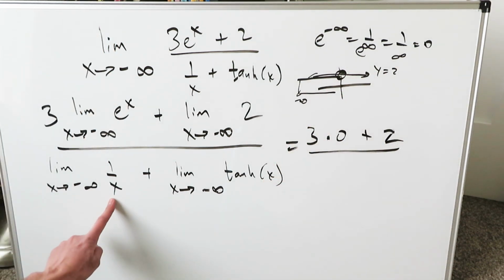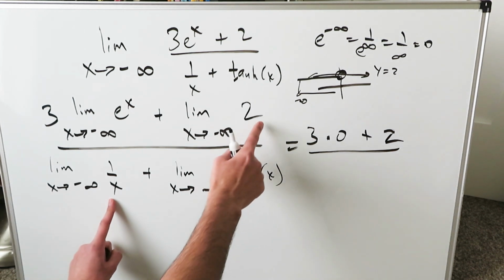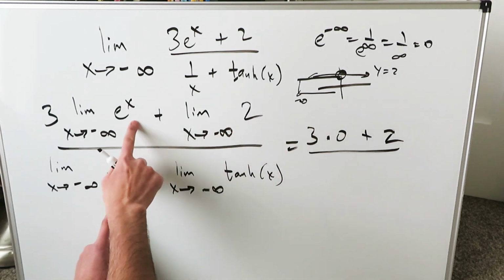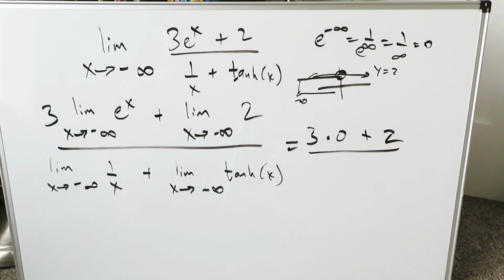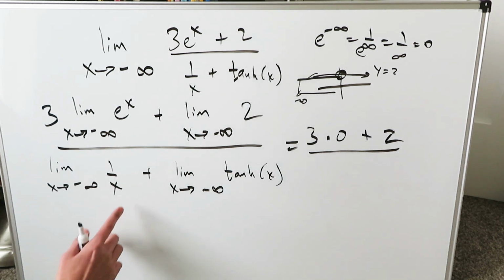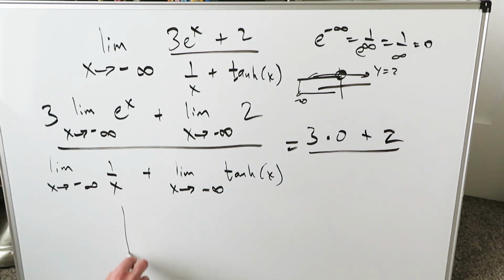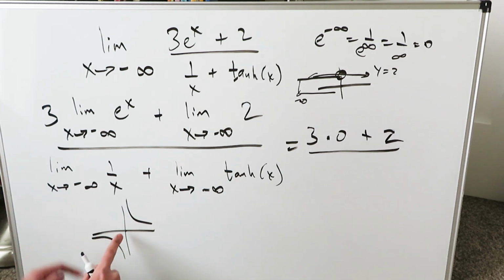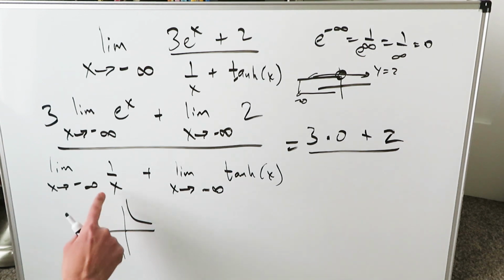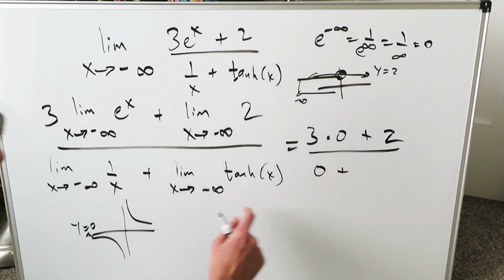What about 1 over x? Well, this is not a continuous function. This is a continuous function over entire domain. This is a continuous function, but this is not. It's a discontinuous function. It has a vertical asymptote at 0. You know what it looks like. It's this, your reciprocal function. Limit as x approaches minus infinity, your function is approaching a horizontal asymptote, y equals 0, and that must be the output coming from here. You'll have a 0.